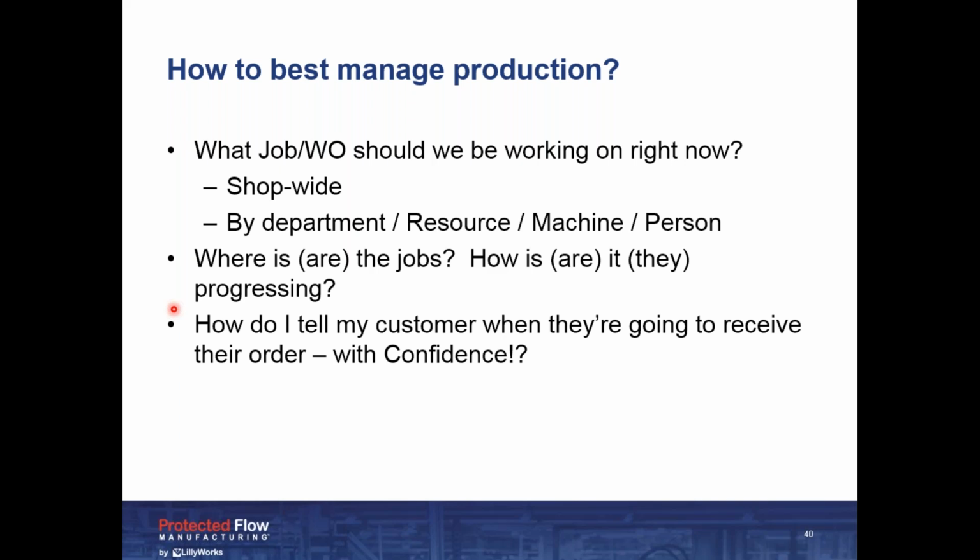Both of these customers were in a situation when they first implemented protected flow where they knew they were behind the 8 ball. They knew they had a capacity problem. They knew they had late orders, and they were going to have late orders in the future. So they talk about how protected flow helped them get out of that hole and get to the point where there wasn't as much lateness anymore, and they were really proactive with their customers in managing that situation.